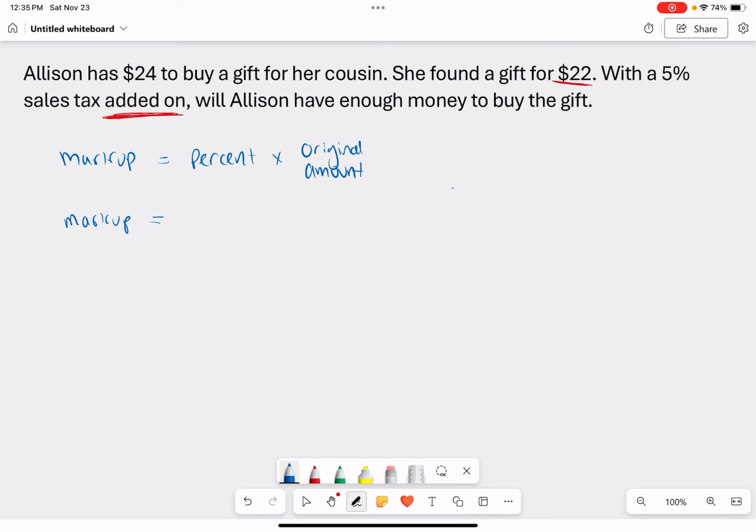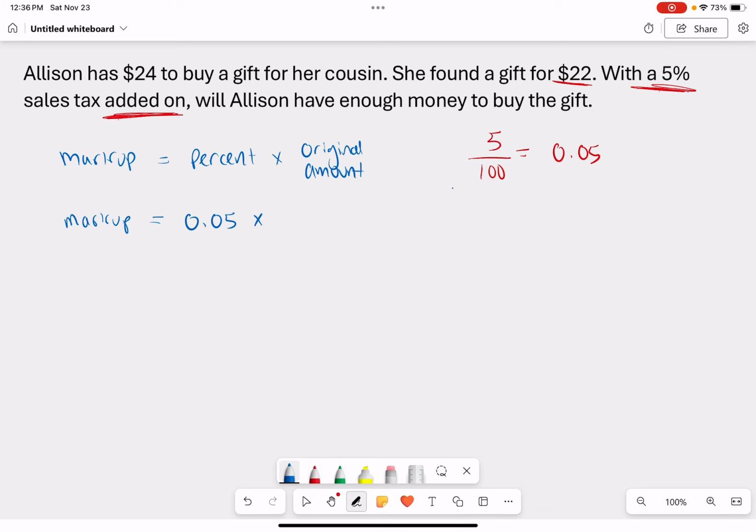Now the percent. Does it give us a percent? Yes, the problem actually does give us a percent. So we're going to go ahead and underline that. Now, if you don't know how to write 5% as a decimal, you're just going to write the 5 and divide it by 100, and you should get 0.05. So we're going to write 0.05 where the percent will normally go, and we're going to multiply that by the original amount.